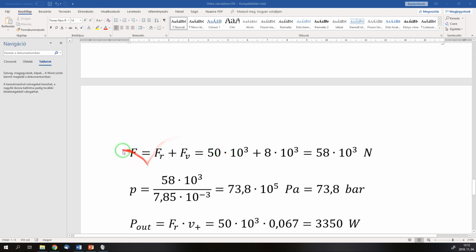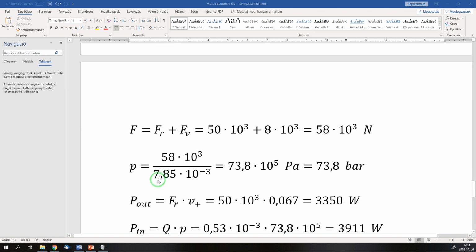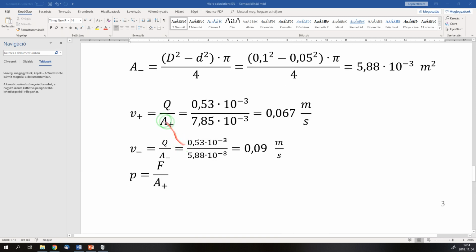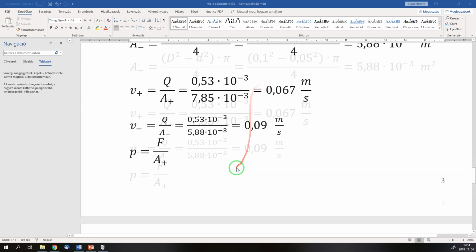Okay, so we can easily calculate the needed pressure to achieve this force here, like this. Okay, P equals F per A. Okay, so 58 kilonewtons divided by the area of the positive chamber.